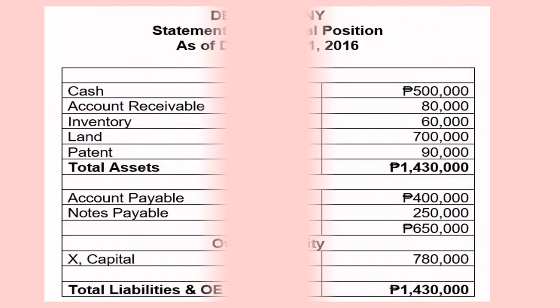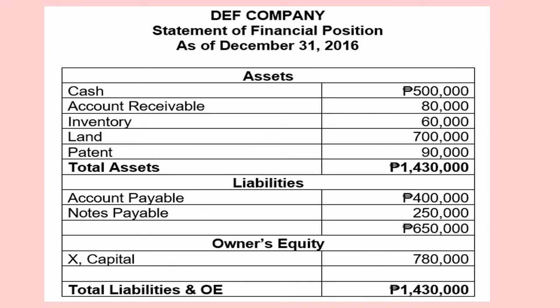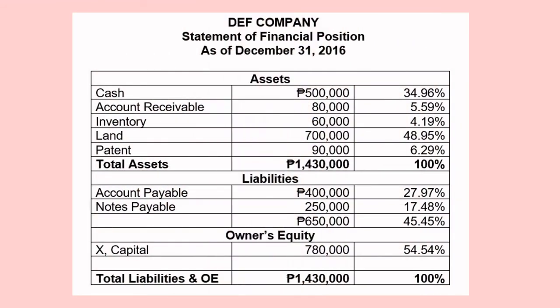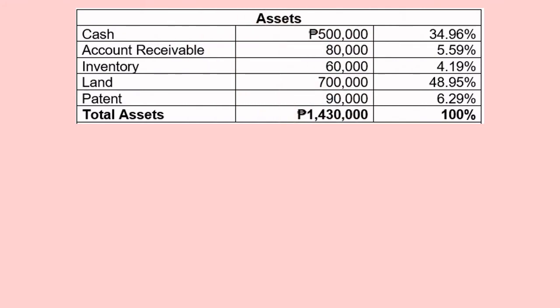To illustrate, here is the statement of financial position of DEF Company as of December 31, 2016. Ito naman, ang kanyang SCI for December 31, 2016. This is the vertical analysis of its statement of financial position. Let's now discuss kung paano nakuha ang mga percentage na yun. Tandaan nyo, sa SFP, ang base amount ay total assets.